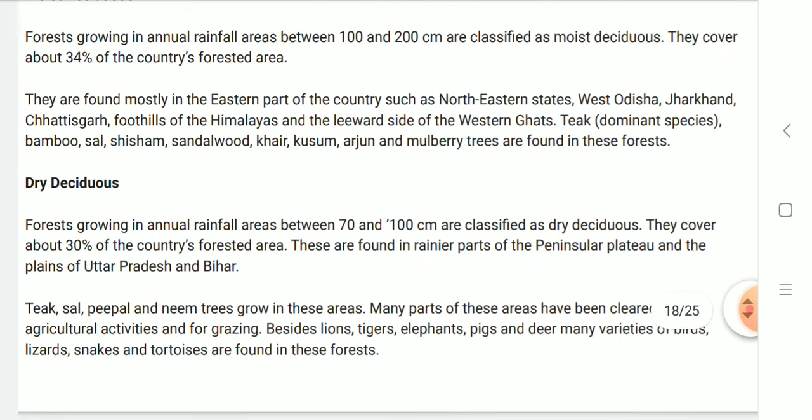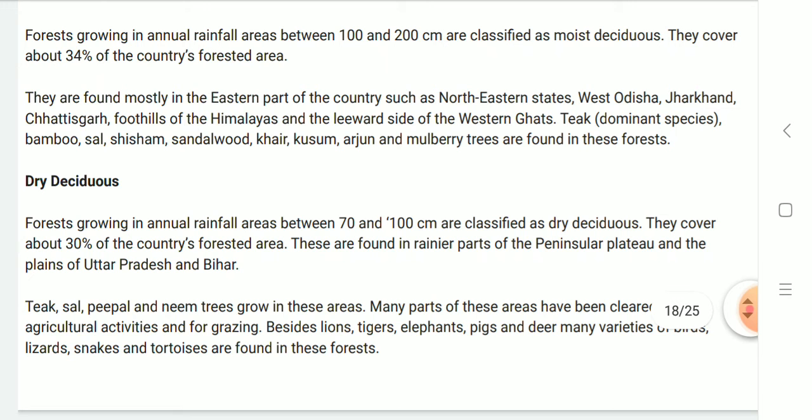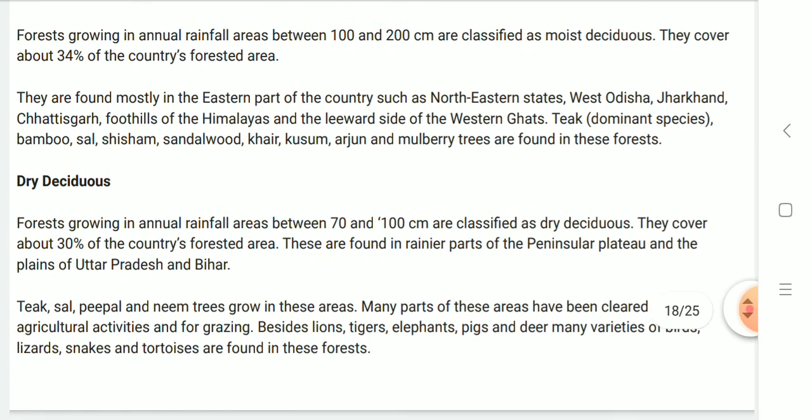Dry deciduous forests growing in annual rainfall areas between 70 to 100 centimeters are classified in this category. They occur in about 30% of the country's forested area. These are found in rainier parts of the peninsular plateau. The flora and fauna: teak, sal, peepal and neem grow here.